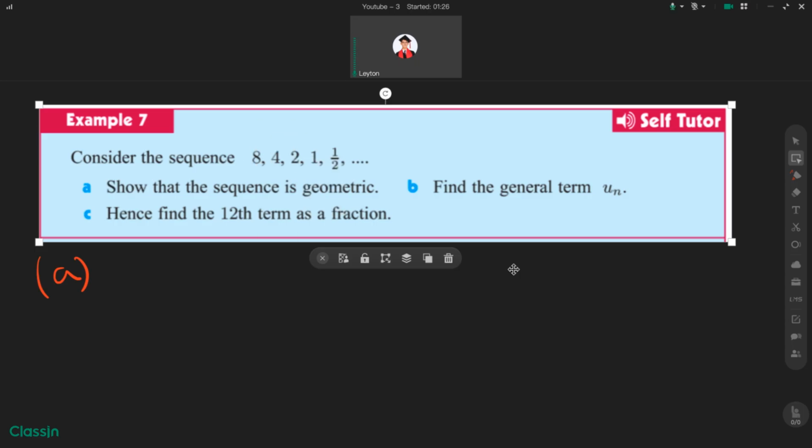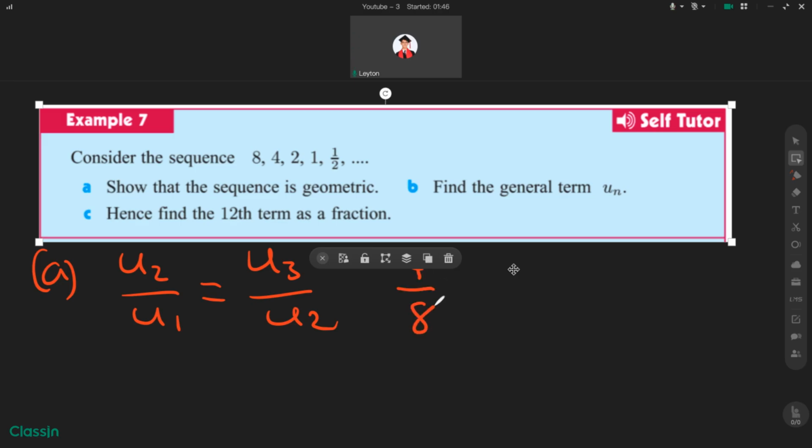Okay, so show that the sequence is geometric. The most standard way is to show that u2 over u1 is equal to u3 over u2. Okay, let's try and do that. So u2 over u1 is 4 over 8, so that's equal to a half, and u3 over u2 is 2 over 4, which is also equal to a half, therefore geometric.